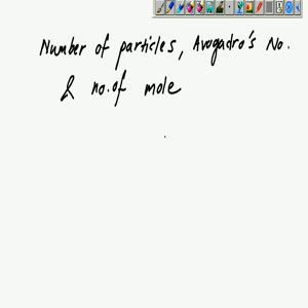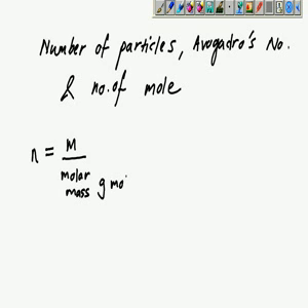Now let's look at number of particles, Avogadro's number, and number of moles. In our previous study we learned a bit about the number of moles, and I also mentioned that number of moles can be referred back to this formula as mass in gram divided by molar mass. The molar mass has the unit of gram per mole, while this one has gram, so gram divided by gram per mole, you get mole.